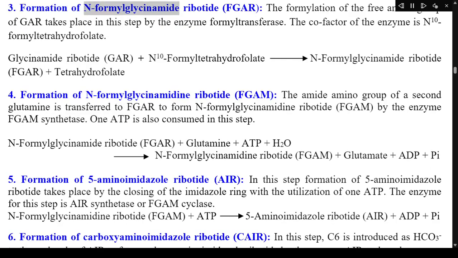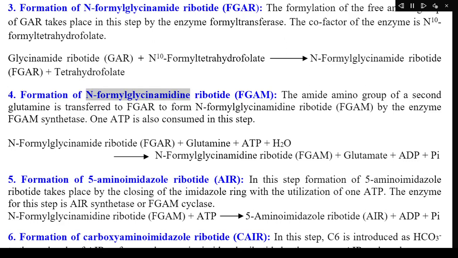3. Formation of N-formyl glycinamide riboside, FGAR. The formylation of the free amino group of GAR takes place in this step by the enzyme formyl transferase. The cofactor of the enzyme is N10-formyl tetrahydrofolate. Glycinamide riboside, GAR, plus N10-formyl tetrahydrofolate gives N-formyl glycinamide riboside, FGAR, plus tetrahydrofolate.